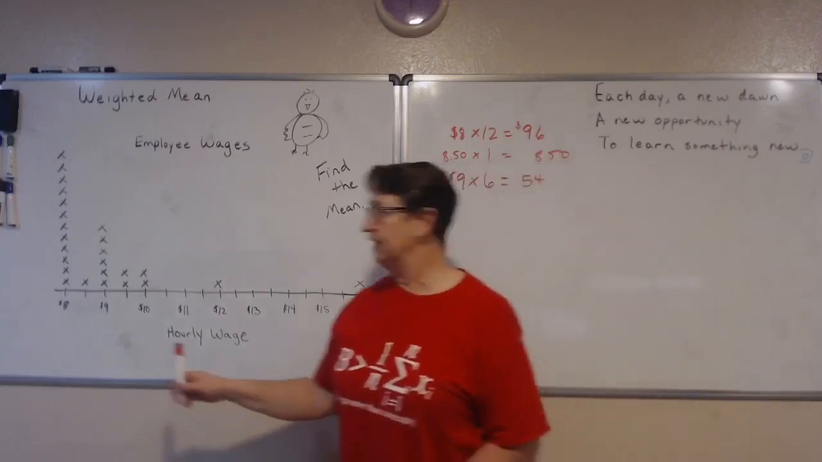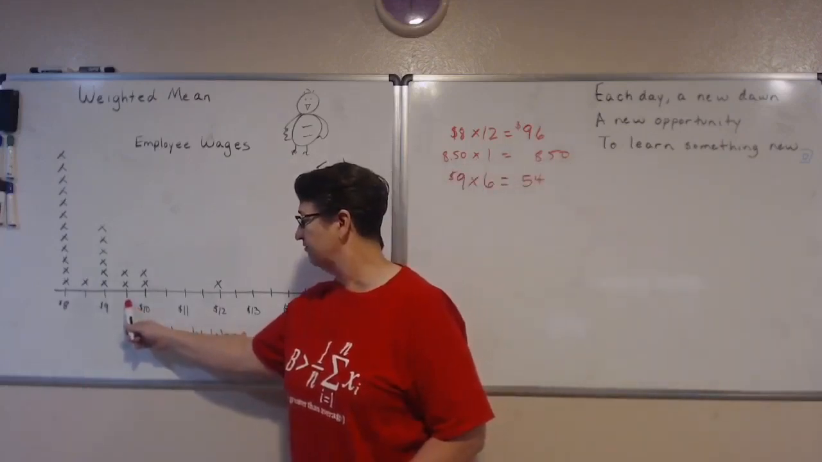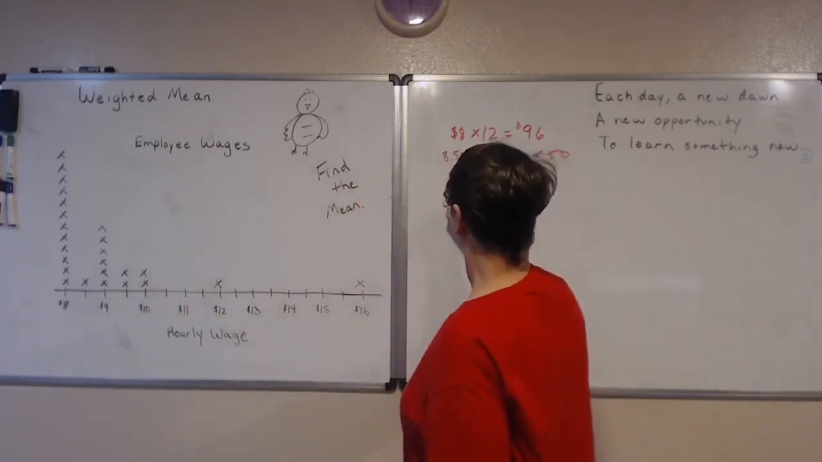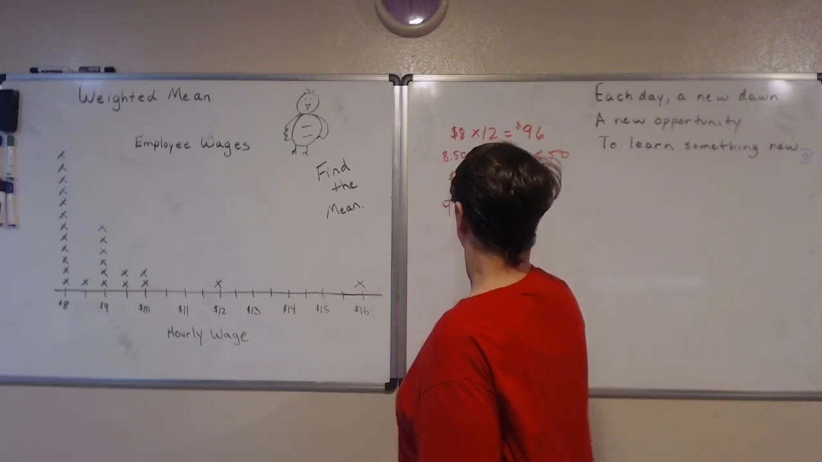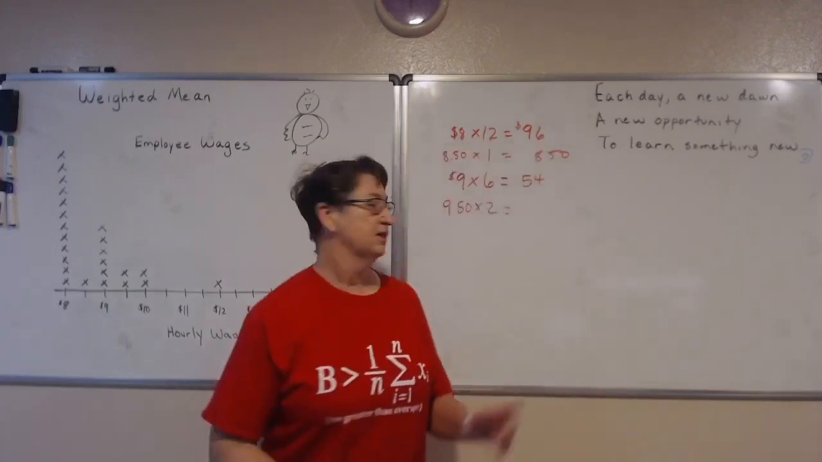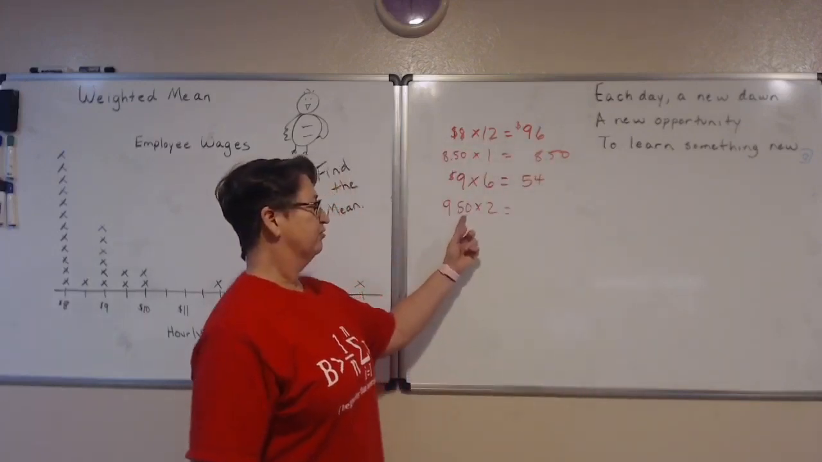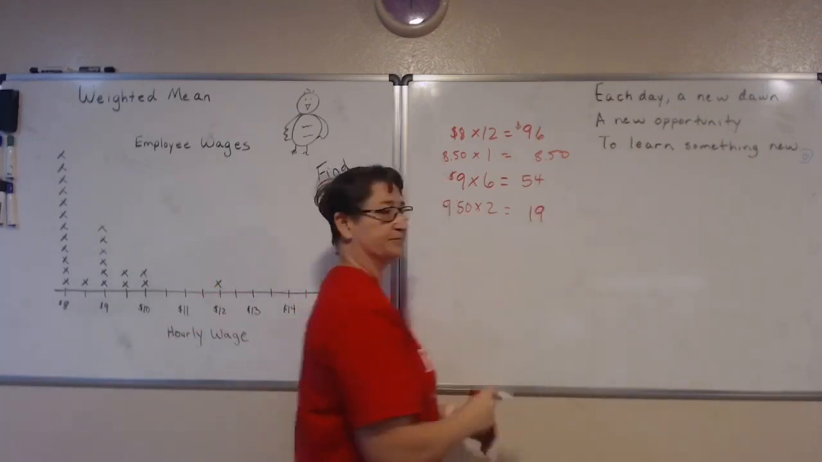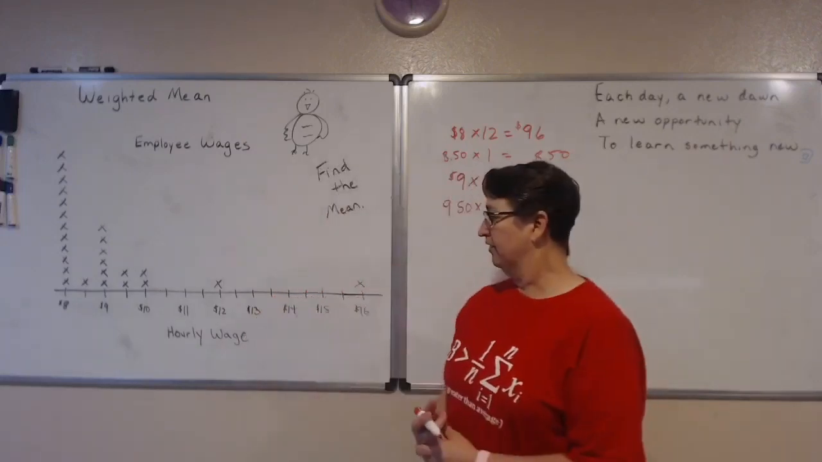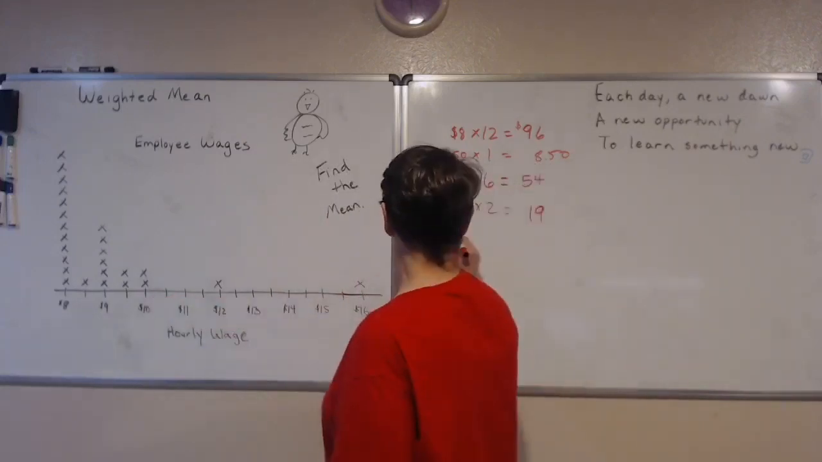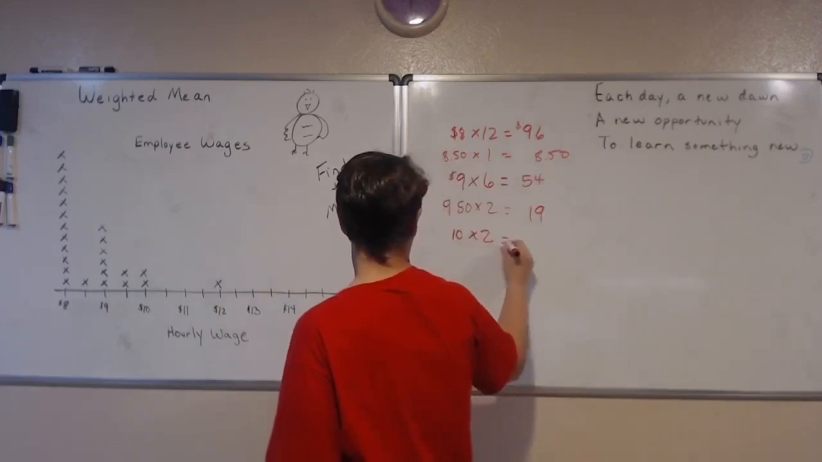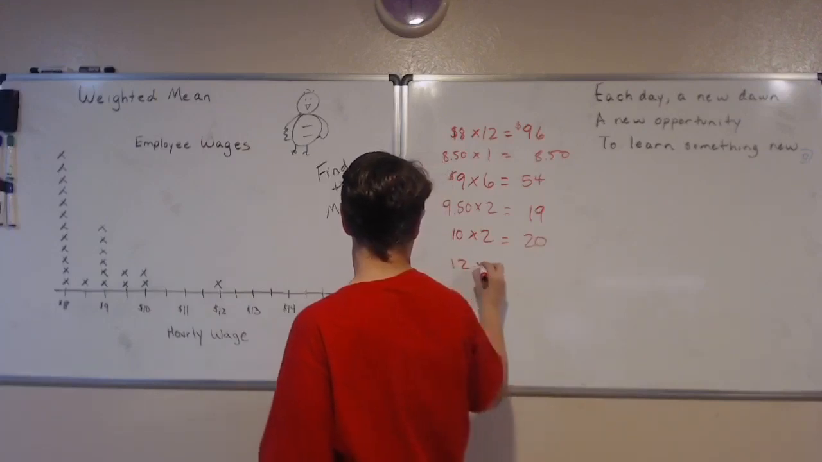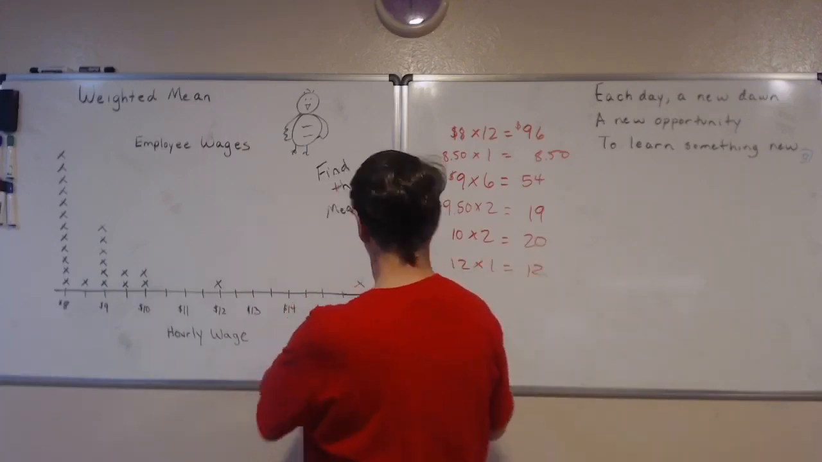Good. Y'all are doing great. And then what about here? It's $9.50, and there are two of those. So I'm just going to do 9.50 times 2, which is 19. Double 9, you get 18, and two halves make a dollar, so I'm at 19. And then two tens, and one 12 and one 16.